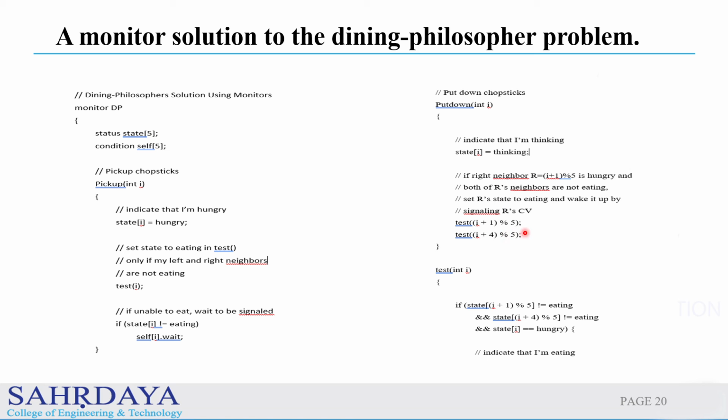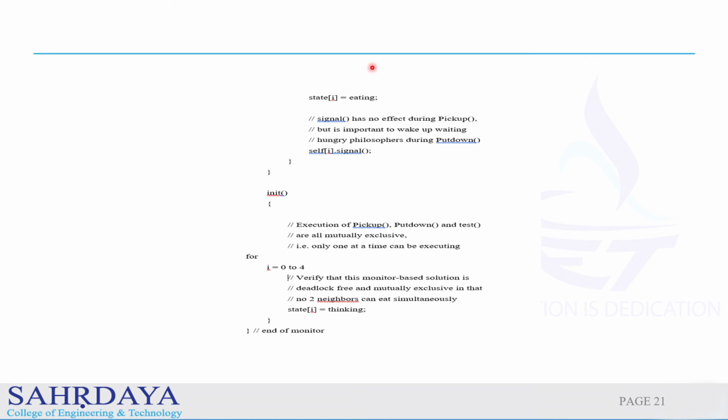That is the test(i + 1) % 5, test(i + 1) % 5, again (i + 4) % 5. So in this test, we're going to check state[(i + 1) % 5] not equal to eating, and then state[(i + 4) % 5] not equal to eating, and state[i] is equal to hungry. So this indicates that I'm eating. Fine. So then state[i] is equal to eating. So the signal has no effect during the pickup. Hungry philosophers during the putdown, self[i].signal.